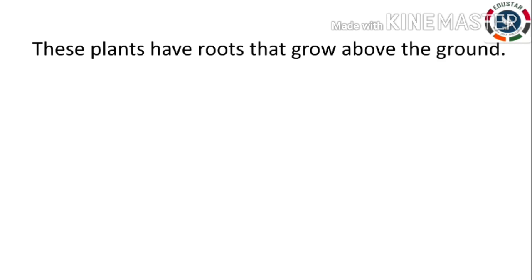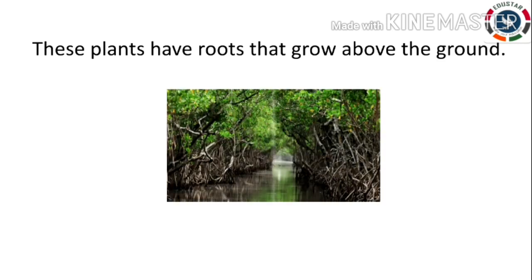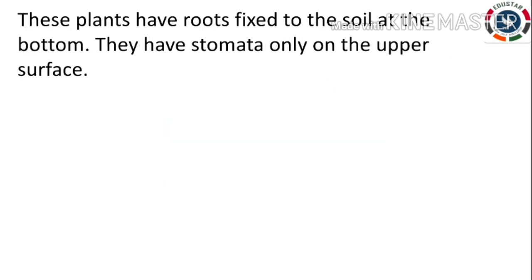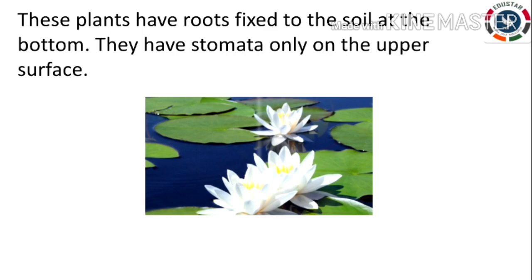The next one, these plants have roots that grow above the ground. Do you have any guess? What is this? It is a mangrove. Next one, these plants have roots fixed to the soil at the bottom. They have stomata only on the upper surface. What is that? What picture is this? It is water lily. So water lily roots are fixed to the soil at the bottom. So they have stomata only on the upper surface.